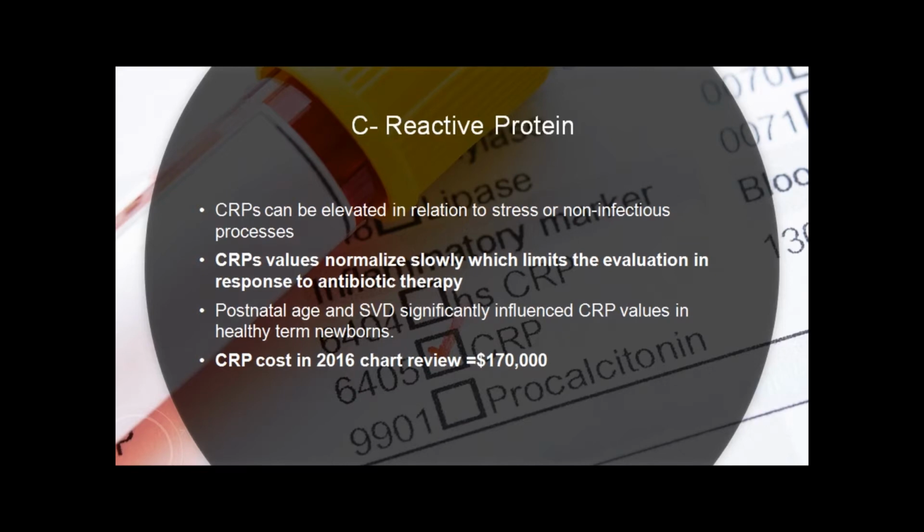And so just quickly on CRP, it can be elevated in relation to stress. The values normalize slowly, which limits the evaluation in response to antibiotic therapy. And I know some providers have talked about, well, the CRP went down because the baby's on antibiotics, and that's not truly the right idea about it. In our baseline study, CRP's cost was $170,000 in the evaluation of early-onset sepsis.